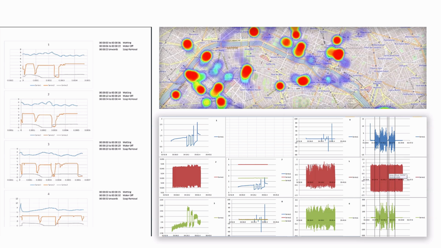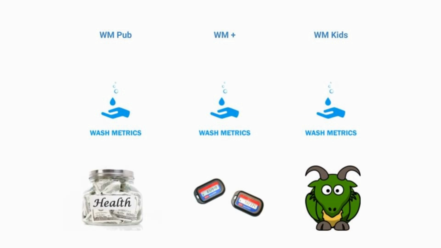However, no nudge is delivered if the user washes their hands in the right manner, though data is still collected and transmitted. 3 variants of Washmetrics target 3 different consumers. Washmetrics Pub is specifically tailored for use cases in public spaces, while Washmetrics Plus provides the ability to monitor individual stakeholders in healthcare centers. Washmetrics Kids utilizes a popular cartoon character and voice for interesting interaction with kids in school.